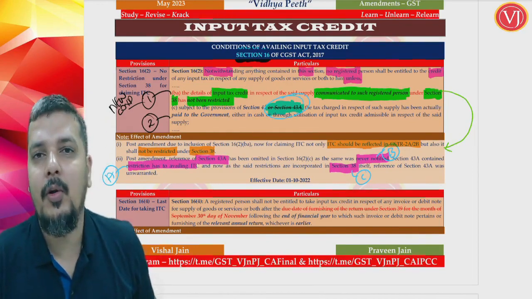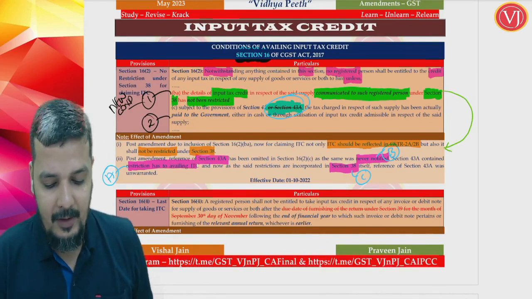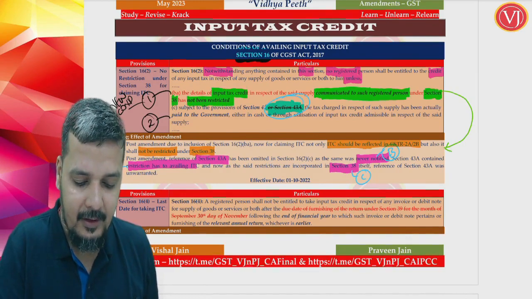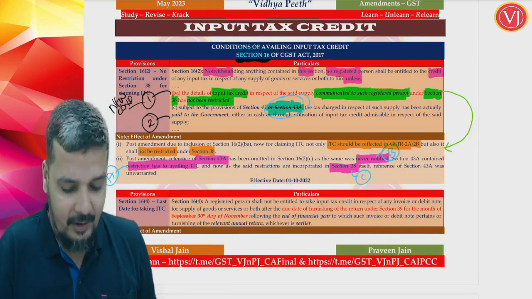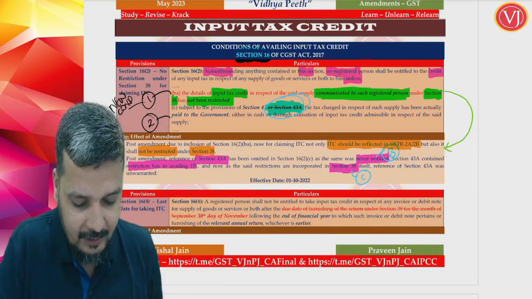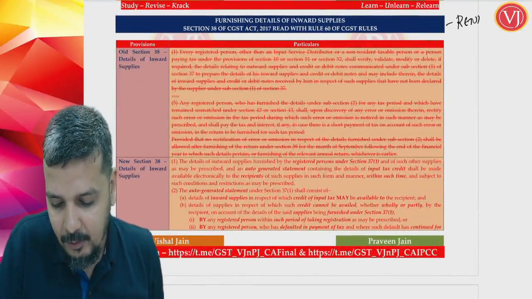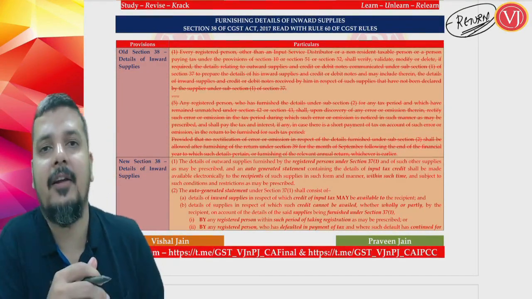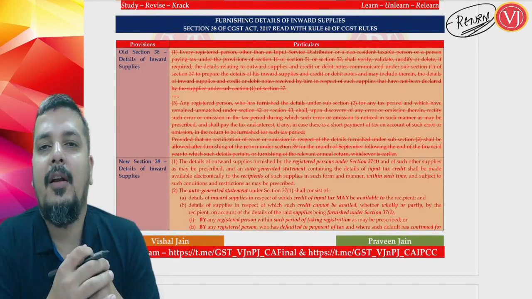Before we move on to the other provision given below, Section 16 subsection 4, we will understand what Section 38 is. Because if you see this first condition, it tells that you should ensure that you are getting that credit in GSTR 2A/2B, and whatever credit you are getting in your GSTR 2A/2B, you should ensure that it is not restricted under Section 38. So it becomes extremely important for you to understand what Section 38 is. Basically, Section 38 belongs to the return filing chapter. We are covering it here. Though it is part of the return filing chapter, it has more relevance to input tax credit.